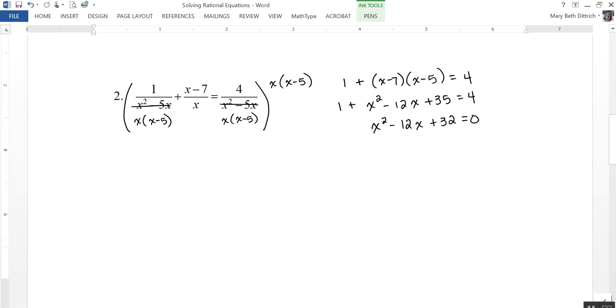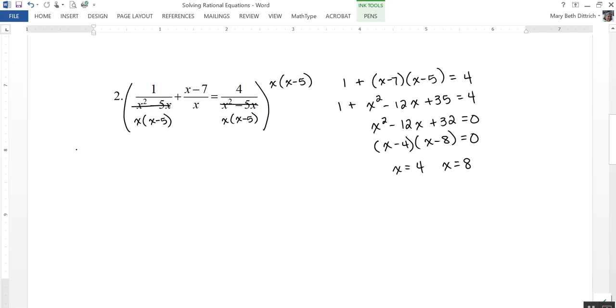And this expression is factorable. If it weren't factorable, I could use the quadratic formula, but this does factor into x minus 4 times x minus 8. So x is equal to 4 and x is equal to 8. A quick check of my original denominator shows me that x cannot be 0 or 5, and I did not get that for either of those, but I do still need to check each one of these.